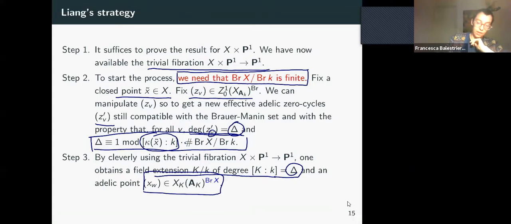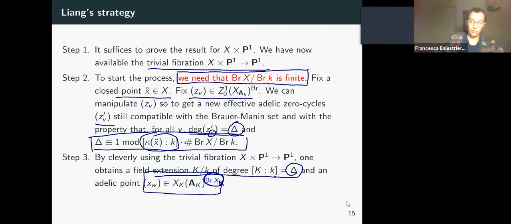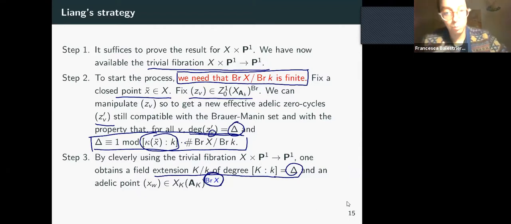But here, notice that we don't have the Brauer group of X base extended over big K, but we still have the Brauer group of X over our original field little k. So this is a problem. We really would like to have a k here, because remember, we want to use the assumption that the Brauer-Manin obstruction is the only one for rational points over a field k. But in order to do that, we really need this Brauer group here and not the Brauer group that we have there. So here we have the Brauer group of the original X and not of X base changed to big K. That's a problem.